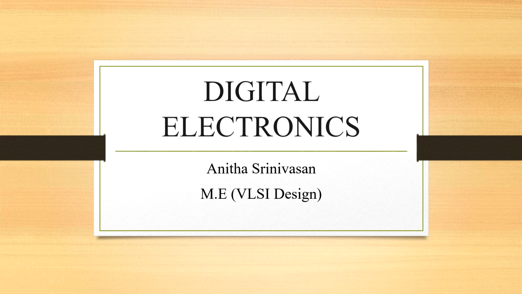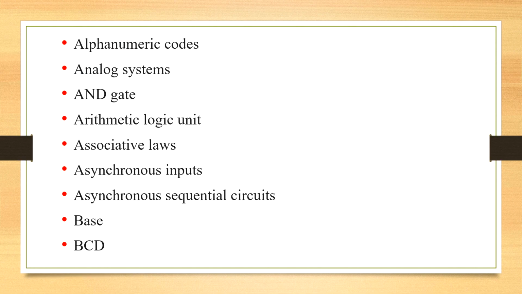Today we saw some glossaries in digital electronics. First one, alphanumeric codes. The codes which consist of both numbers and alphabetic characters are called alphanumeric codes. The next, analog system. In analog systems, the output can be continuously controlled by the input and the output is linearly proportional to the input.